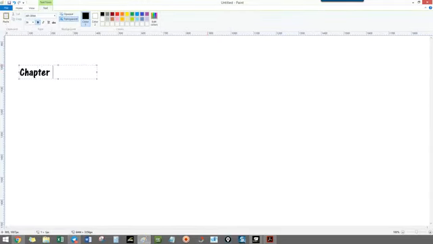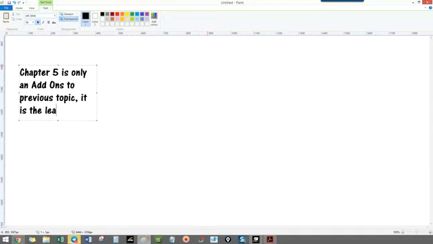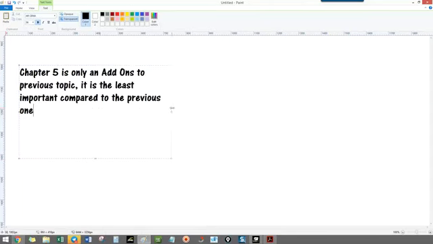Chapter 5 is only an add-on, add-ons to the previous topic. It is the least important compared to the previous one. Chapter 5 is actually an advanced setup, but the basics are always the most powerful when doing trading.